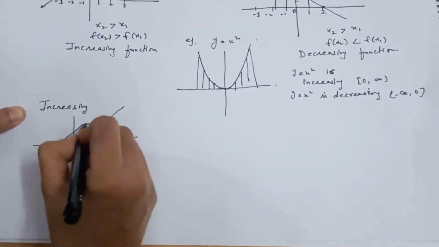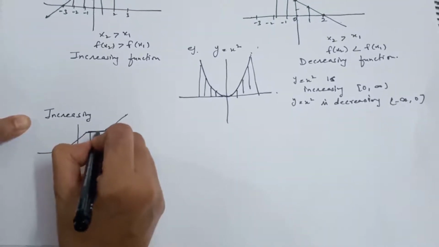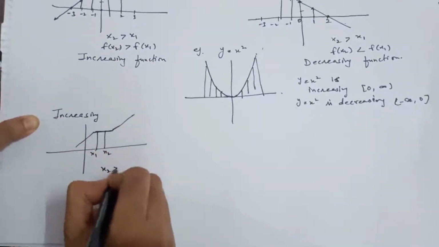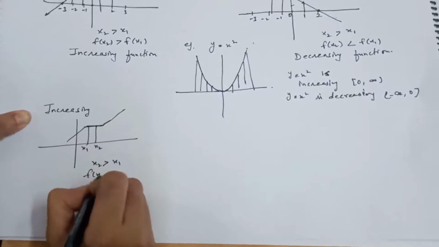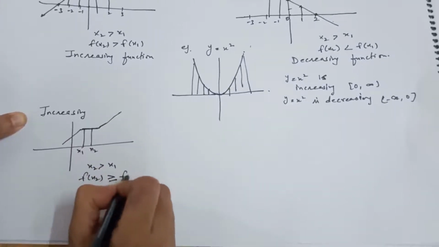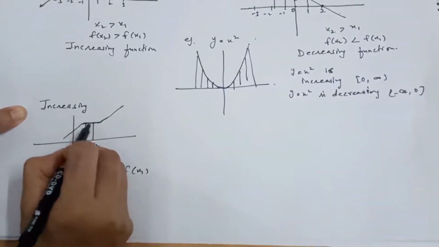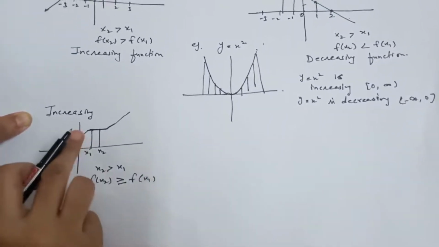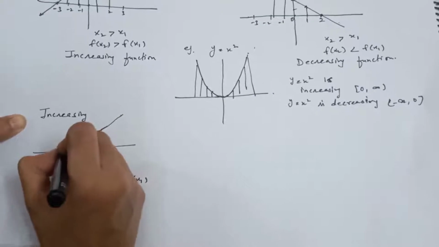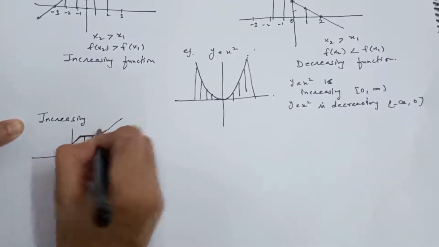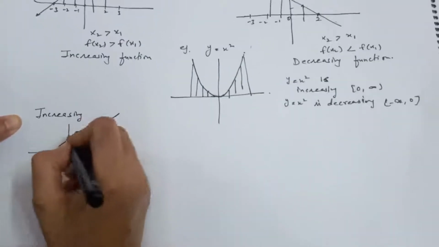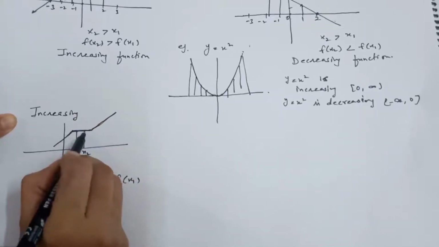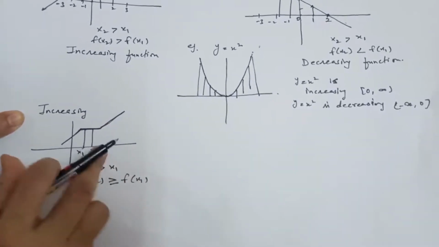If x2 is greater than x1, then f(x2) is greater than or equal to f(x1). Meaning in some interval f(x2) can also be equal to f(x1), then the function is increasing. So this kind of graph, where somewhere it can be equal also, and somewhere the value increases, is called an increasing function.